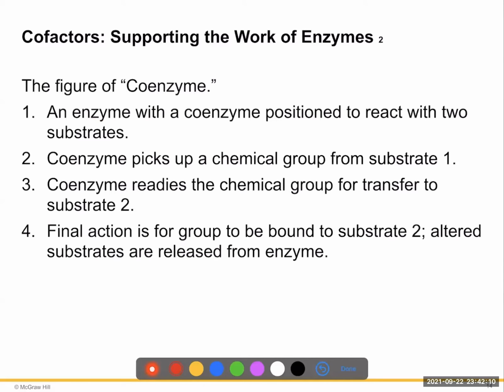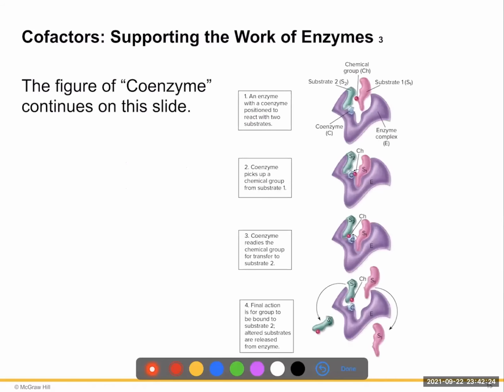So an enzyme with a coenzyme is positioned to react with two substrates. The coenzyme picks up a chemical group on substrate 1. The coenzyme readies the chemical group for transfer to substrate 2. Finally, the group is bound to substrate 2, and the altered substrates are released from the enzyme. That's these pictures right here. That's what we just described.